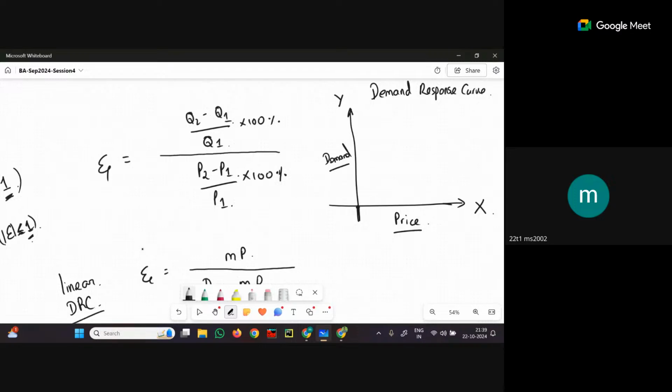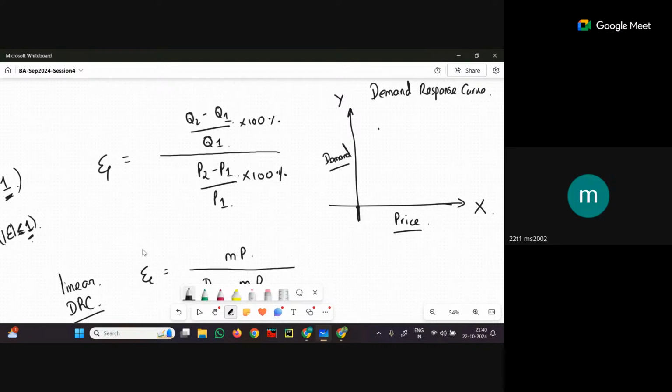It's not wrong to change it, it's just convention. Okay, so let's say you're looking at a linear demand response curve that goes something like this. Here, this is point 1. This is point 2. This is a linear curve. Okay, let's not even do that.